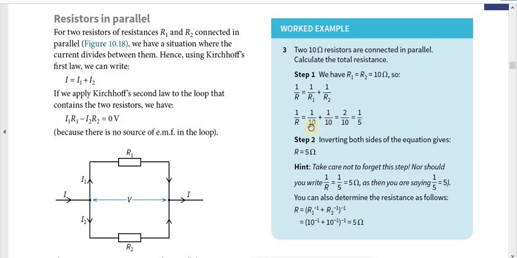Now the denominators are the same, so these are like fractions. Therefore we can directly add the numerators. We get 2 over 10. And when we simplify this, we get 1 over 5. Now remember, 1 over R is equal to 1 over 5. So when you take the reciprocal, then R is equal to 5. Or you can also cross multiply: take the R there, take the 5 there. 5 equals R, or R equals 5. Or take the reciprocal of both sides.